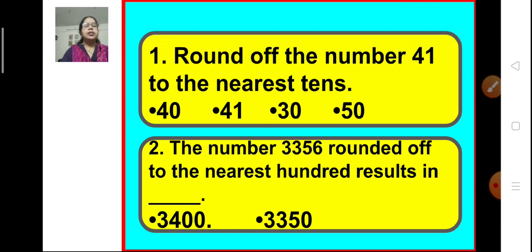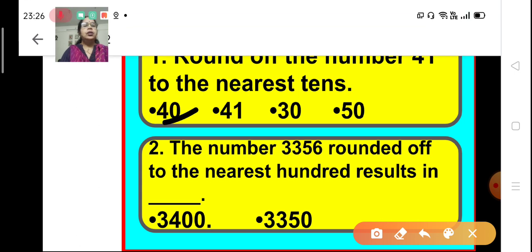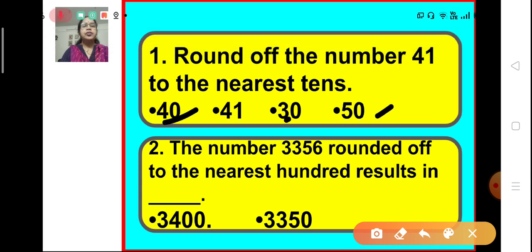Now let's look at these short questions. Round off the number 41 to the nearest tens. So 41 is closer to which nearest 10? It is closer to 40, isn't it? It is not closer to 30, neither is it closer to 50, it is closest to 40. So it will be rounded off as 40.